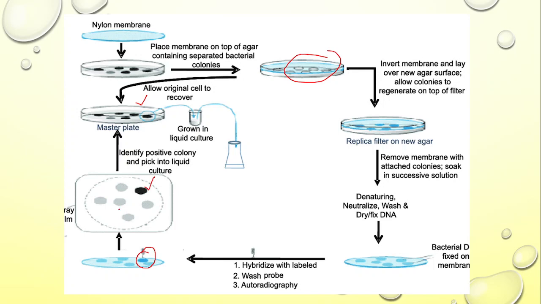Now, compare this autoradiogram with the original master plate, and you can pick up the colony which is exactly in the same location. So, these represent the recombinants which you desired. Later this can be manipulated further.